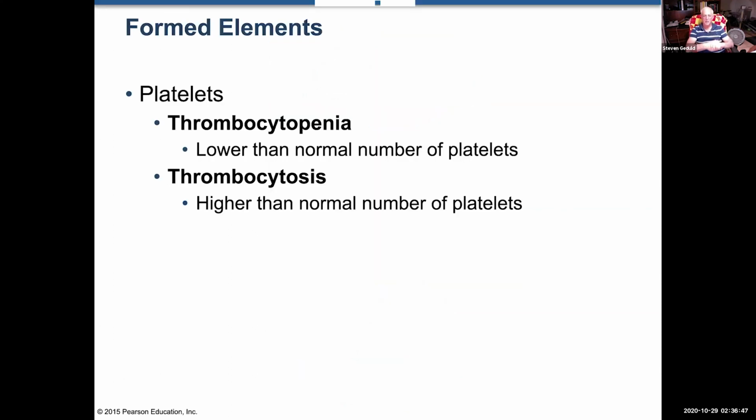Okay. So platelets, there are two types of diseases. There's thrombocytopenia, which is a lower number of platelets, like Willebrand's disease and hemophilia, where you can't clot your blood because the platelets are too low.